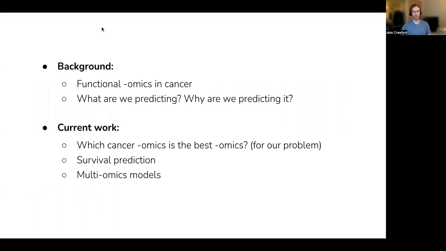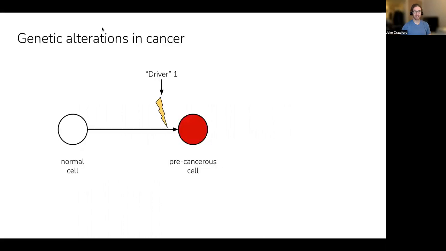So here's kind of the overview of what we're going to be talking about. The general theme is sort of functional omics in cancer. I'm going to funnel that down to a specific prediction problem that I think is a good proxy for functional omics. And then I'll talk about our actual current work. We're doing kind of an omics bake-off where we're comparing different omics types in TCGA for this problem. We're going to see how well our conclusions generalize to survival prediction. And we're going to try to build multi-omics models and see if we can outperform the individual omics types. So that's the general theme.